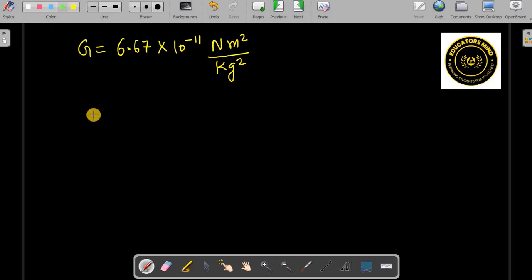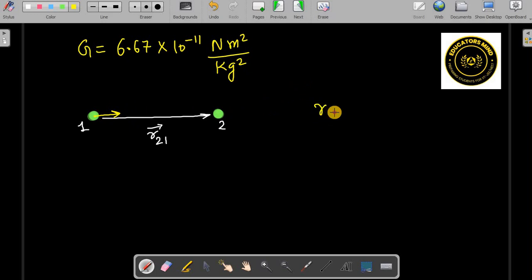Now force is a vector quantity. If you want to represent force in terms of vector, let us say this is the first object, a point mass, and this is the second object. If I define a vector like this, which is the position vector of 2 with respect to 1, then the force on the first one will be in this direction of R21.